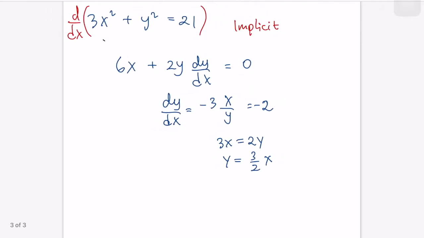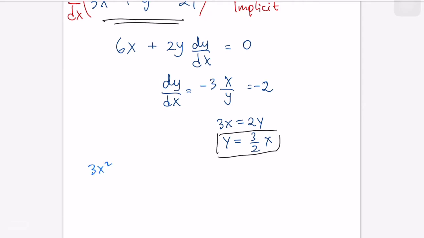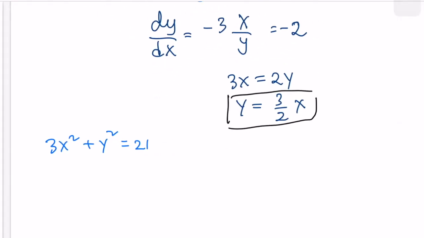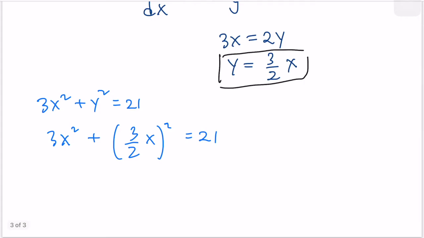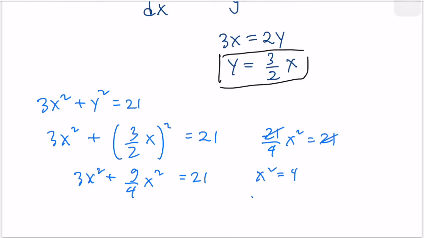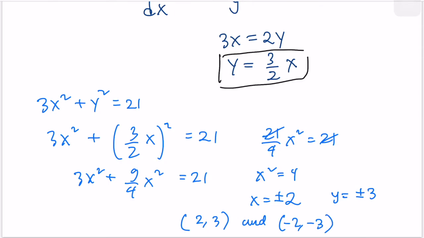We have the ellipse, because it's asking for points on the ellipse. So we are going to substitute this y or x, depending on which one you prefer, into the ellipse 3x squared plus y squared equals 21. So 3x squared plus (3 over 2 x) squared equals 21. So this will be 3x squared plus 9 over 4 x squared equals 21. Solving this, we get 21 over 4 x squared equals 21. So x squared is 4, so x is plus or minus 2, and y is plus or minus 3. So the points are (2, 3) and (negative 2, negative 3), and that will be our answer.